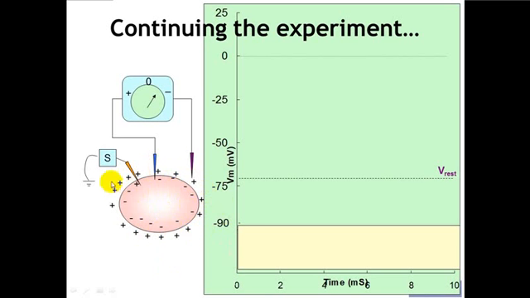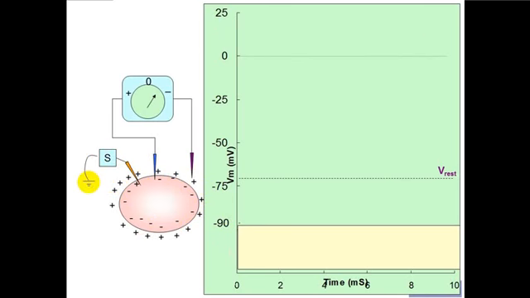Now what we add to this experimental setup is a stimulating electrode, connected to a current source, and this current source is able to inject currents into the cell. So one could inject a positive current, that is positive charges into the cell, or one could inject a negative current, that is say negative charges into the cell. So this completes the experimental setup required to understand the origin of membrane potential changes, and particularly the action potential.